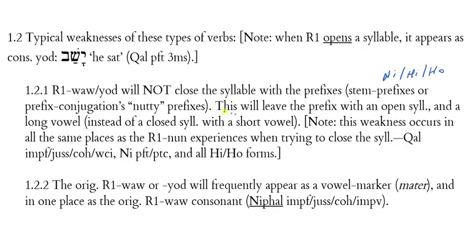This root 1 vav or yod, depending on whether it's originally one vav or one yod, it will not close the syllable. It's going to leave the prefix consonant in an open syllable, and it's going to take a long vowel instead of closing the syllable with root 1 and having a short vowel. And we'll see some examples of this in just a minute.